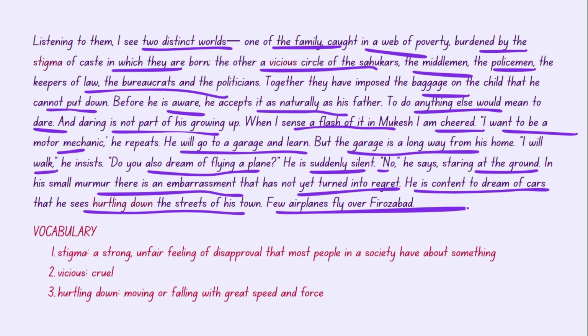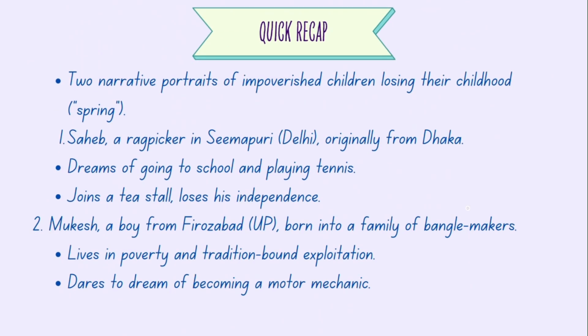We will now discuss the various literary aspects of this story. Before that, let's do a quick recap. The first one is that there are two narratives that portray impoverished children losing their childhood, which is symbolized as spring. First one is Saheb, who is a rag picker in Seemapuri, Delhi, originally from Dhaka. He dreams of going to school and playing tennis. However, he has to join a tea stall and lose all his independence.